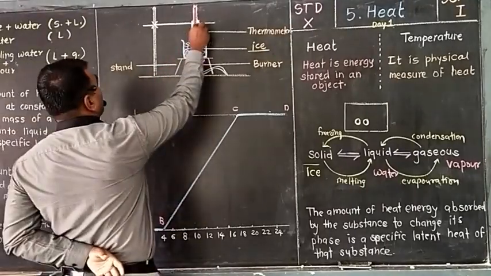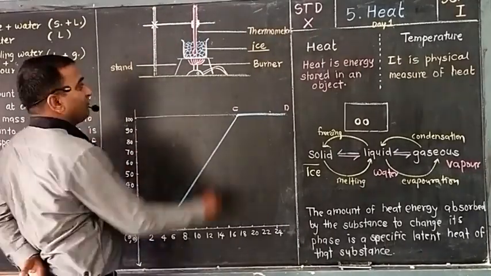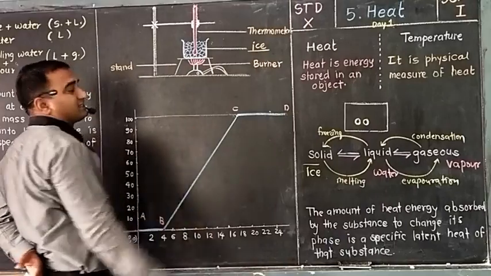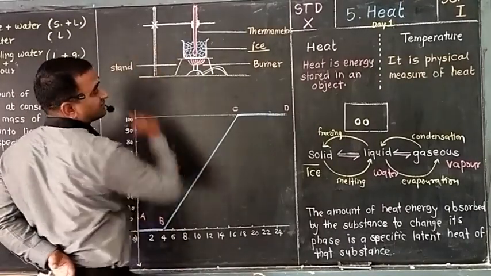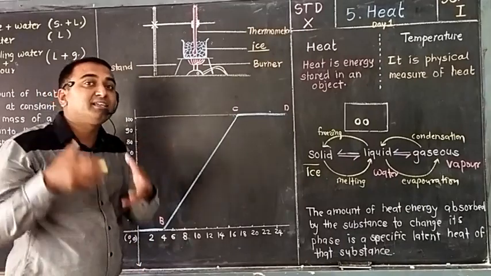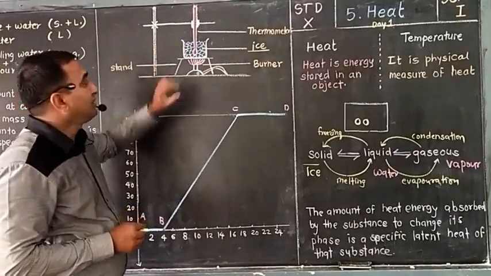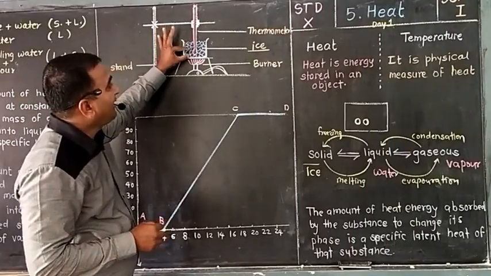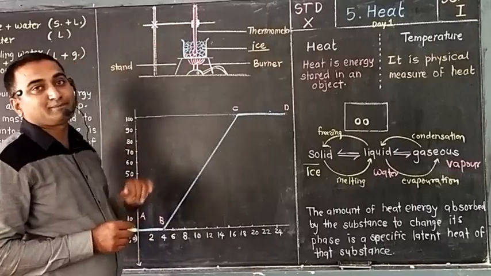Then this thermometer is installed to the stand to make it firm. Then when you start to heat this, definitely the heat is provided to this ice. Ice will absorb the heat continuously and it starts to melt. That means now ice cubes are also there, and a little water at the base starts to deposit.